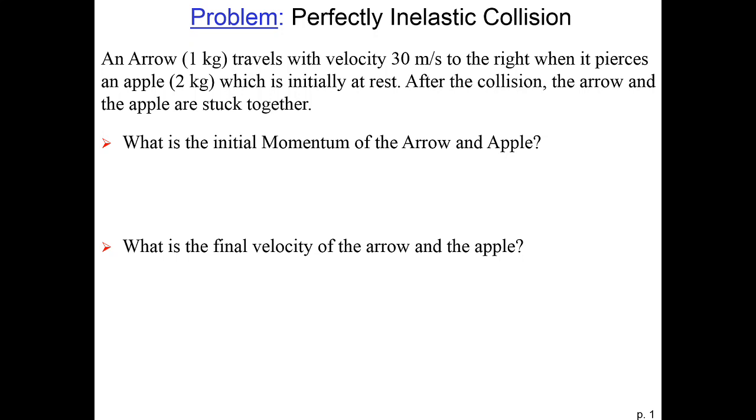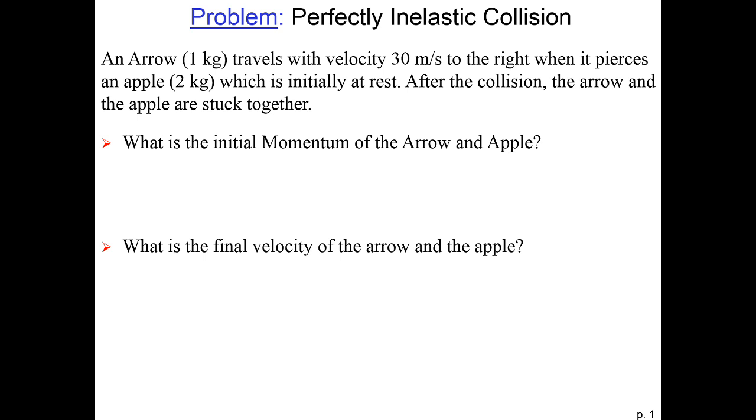Now we want to look at perfectly inelastic collisions. In a perfectly inelastic collision, two or more objects collide and then stick together, and they move as one after the collision. The case we are looking at, an apple is struck by an arrow, so after the collision, the arrow is inside the apple, so they are moving together with the same velocity.